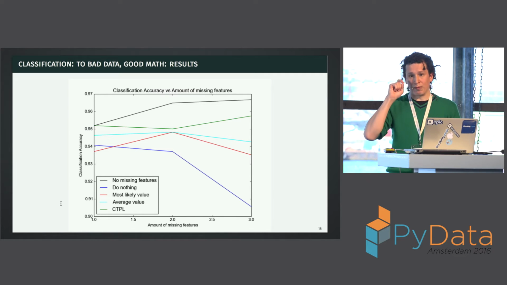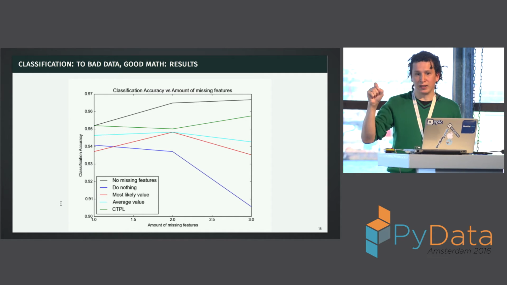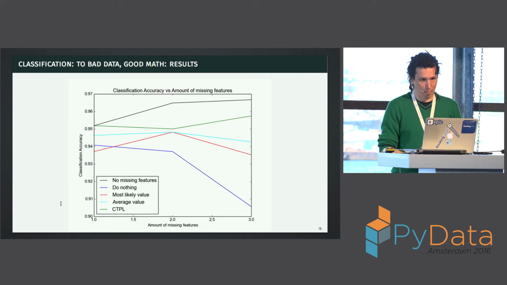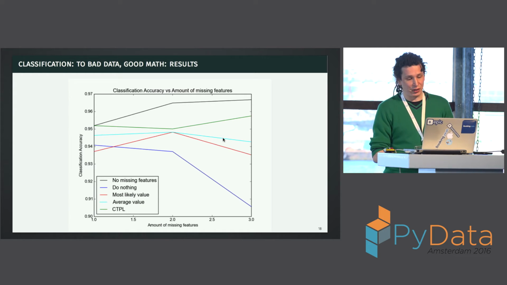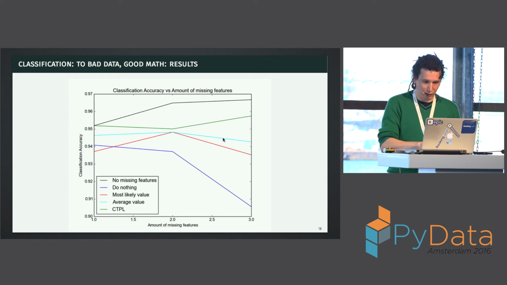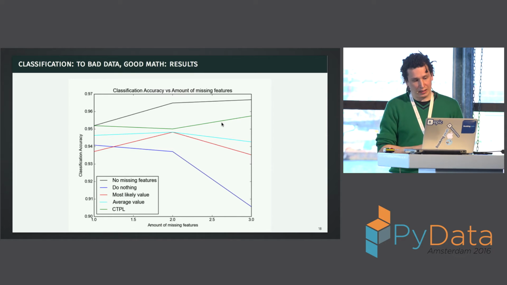The red is when you fill in every pixel with the most likely value for that particular pixel. And the cyan, which is this one, is when you use the average, which is sort of similar. Now, the green is the trick. And as you can see, it consistently improves over all the others.